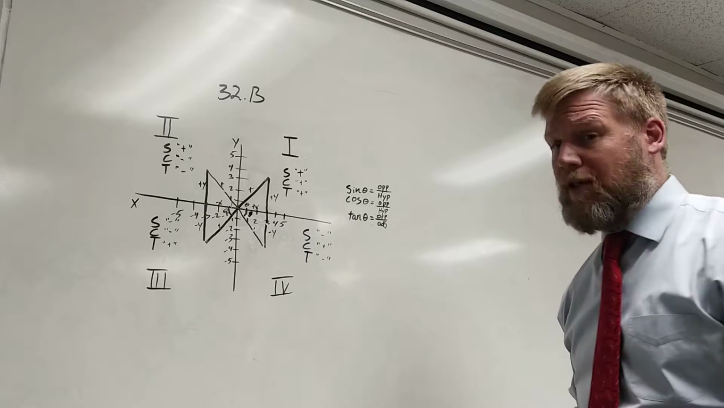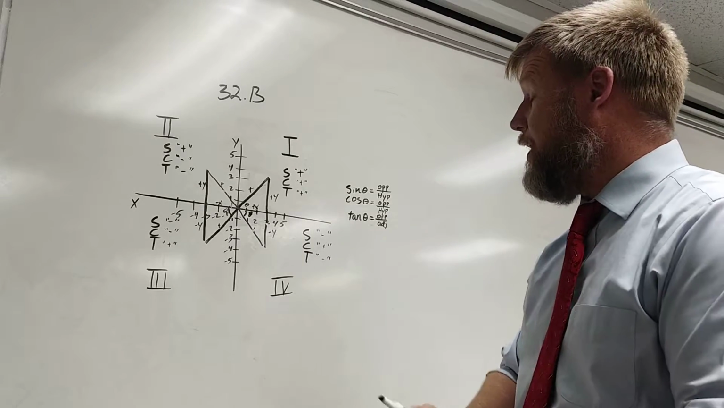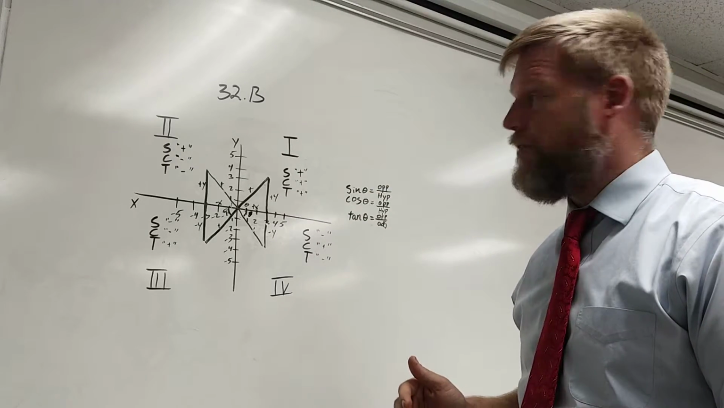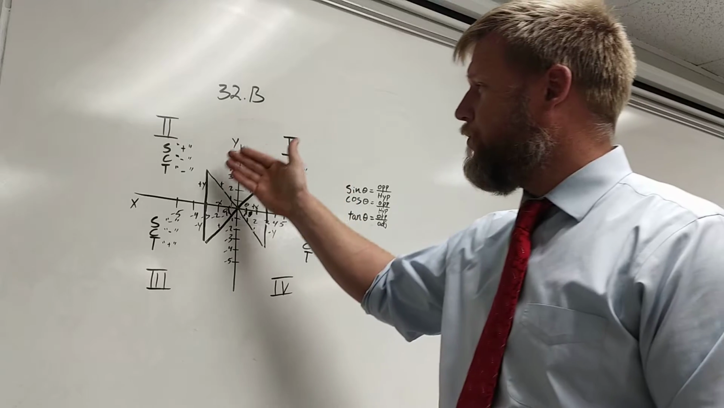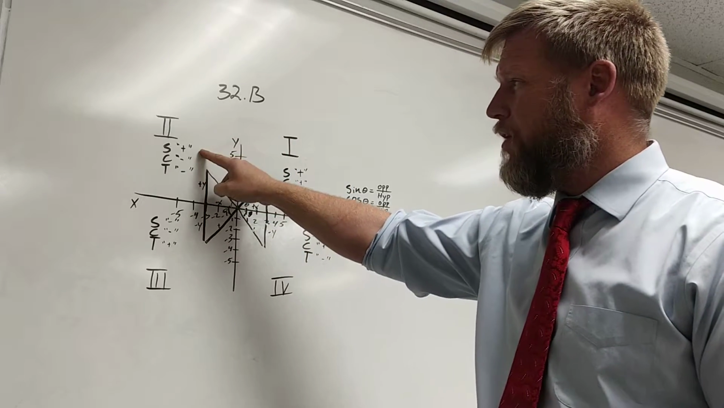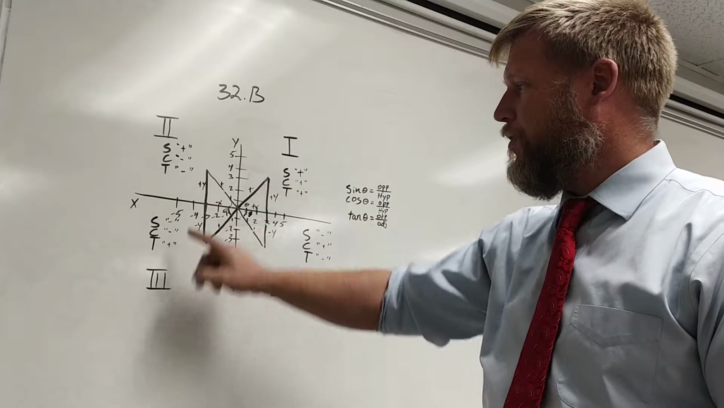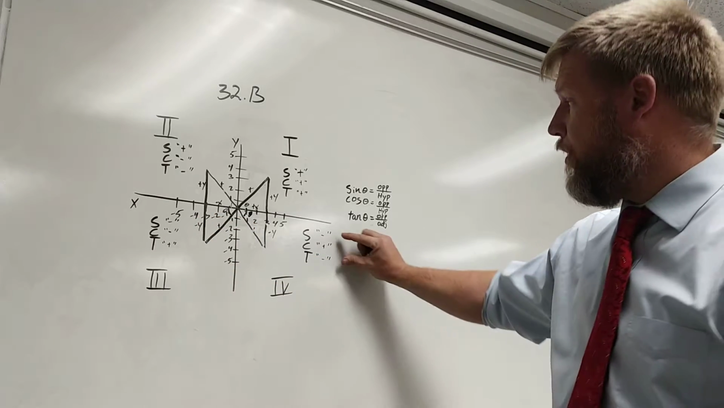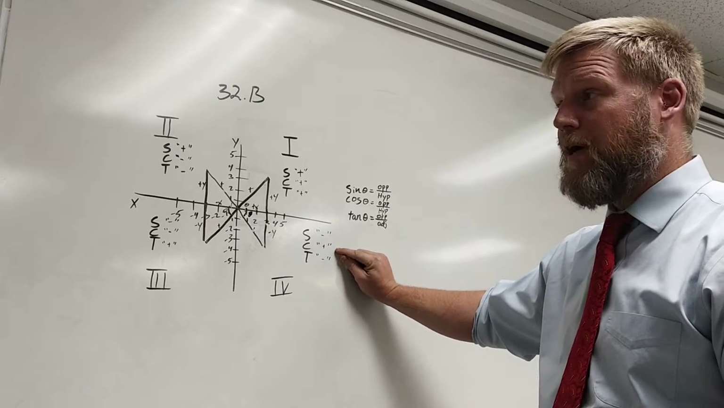Now, what I want us to realize here, or what this lesson is about, is that in the first quadrant, all the trig functions are positive. In the second quadrant, 2 of them are negative, only 1 of them is positive. In the third quadrant, 2 of them are negative, 1 is positive. And in the fourth quadrant, 2 are negative and 1 is positive.